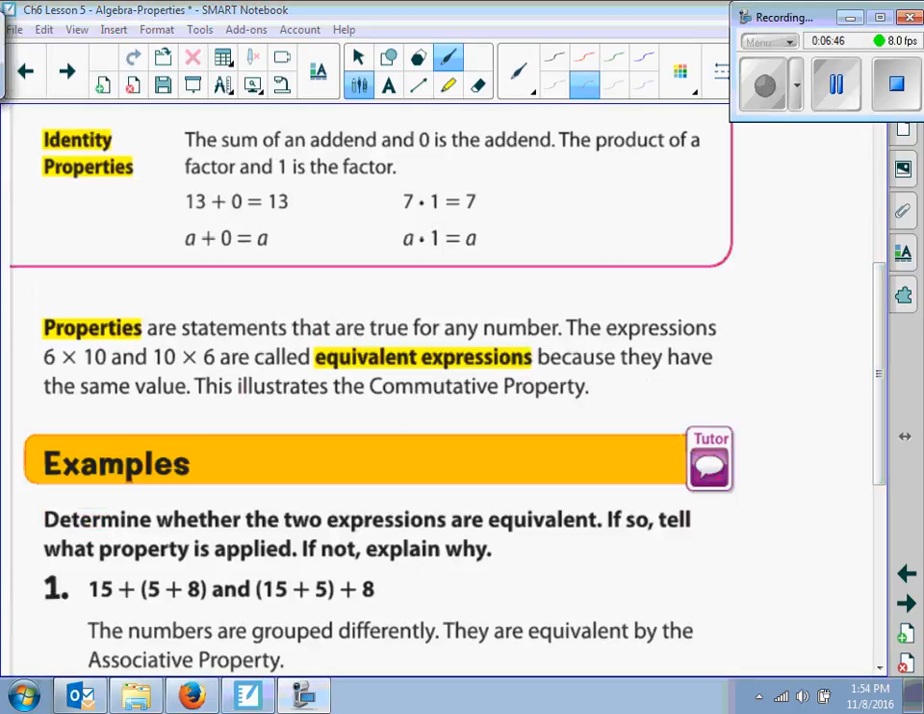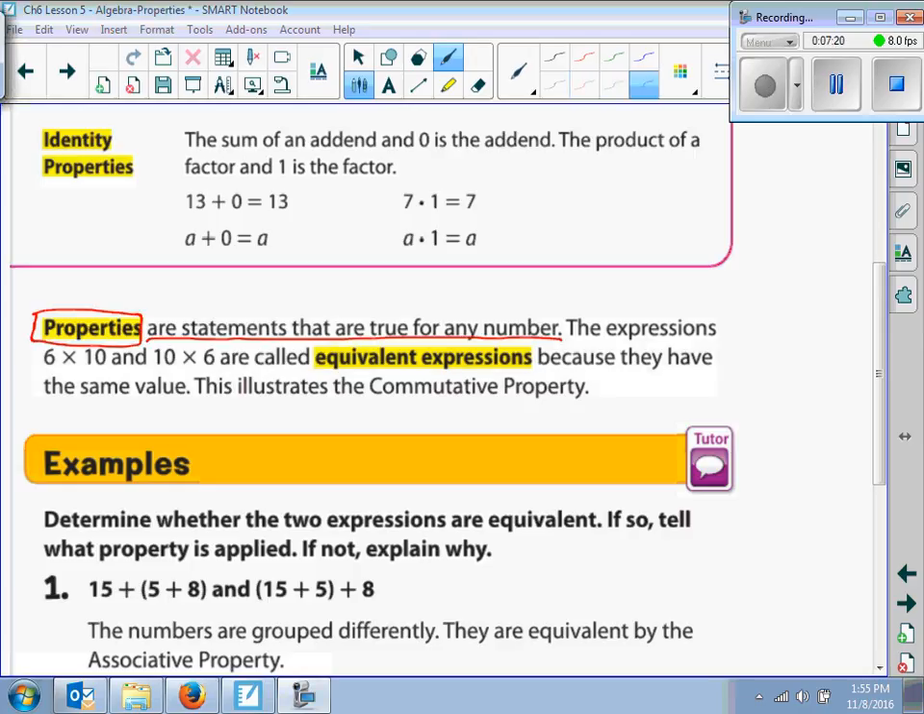All right, so properties, okay? You need to have this definition in your notes also. Properties are statements that are true for any number. If the numbers that you put into the properties don't work, then the property does not hold for that operation, okay?